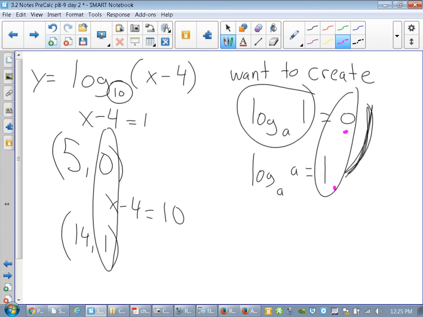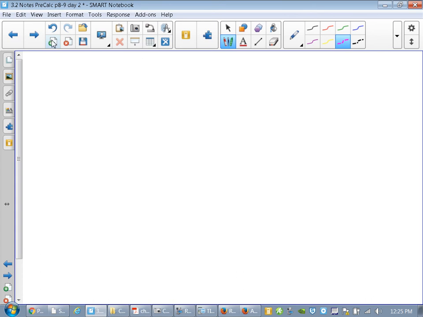Okay. That's what we did. We did a lot of trying to create our own ordered pairs to make these things work pseudo-clean. Let's try another one. Let's graph this one.